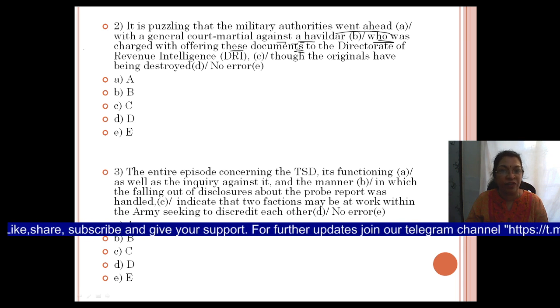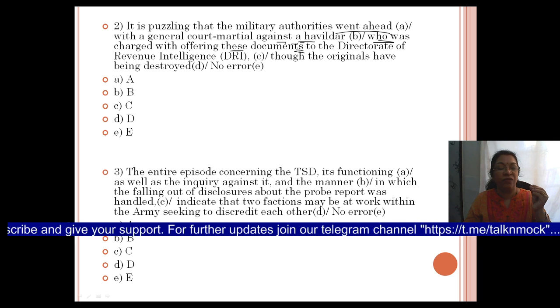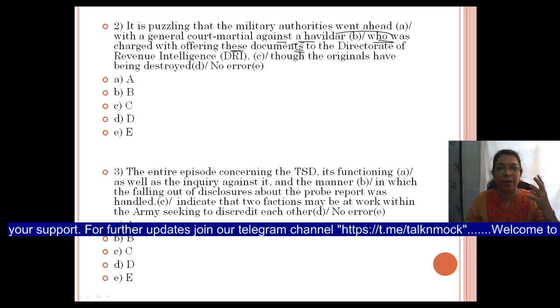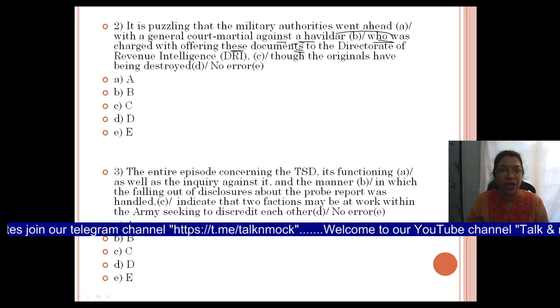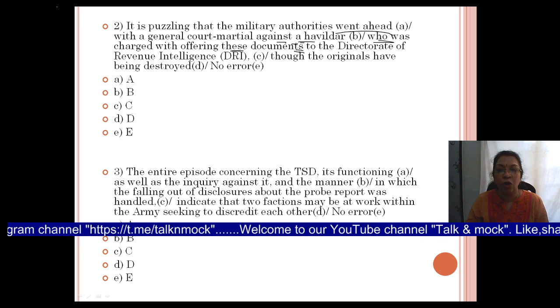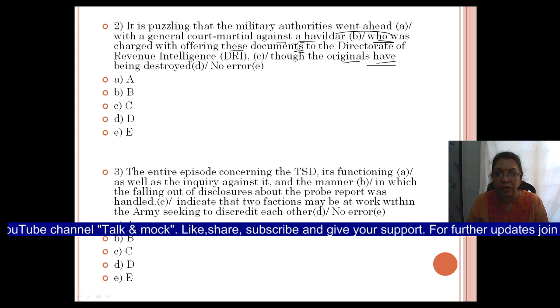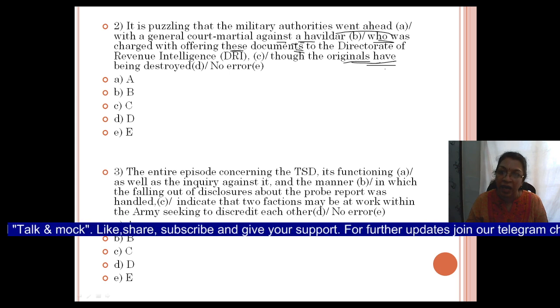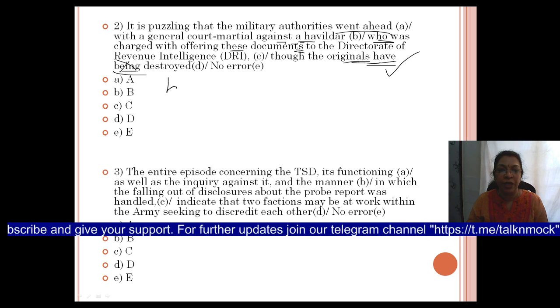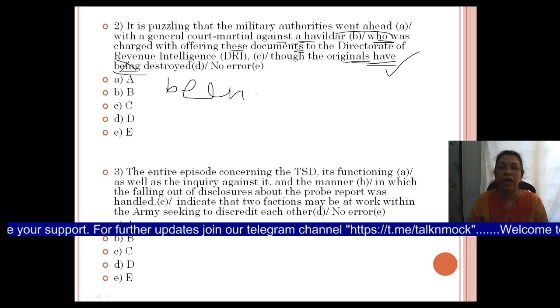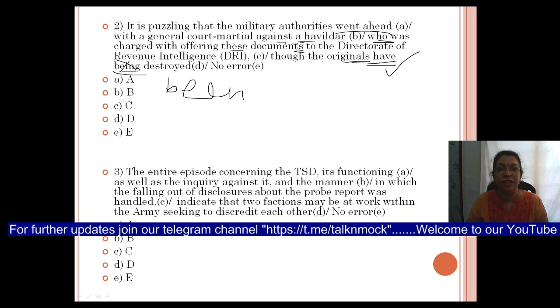The Directorate of Revenue Intelligence. So whenever you are giving an organization's name, we will have "the" is right. So the Directorate of Revenue Intelligence, DRI. Though the originals have been, now let us see where is the marker. Though the originals have. So again, the originals is plural, so have is right. Have being is wrong. It should be have been. Though the originals have been destroyed.